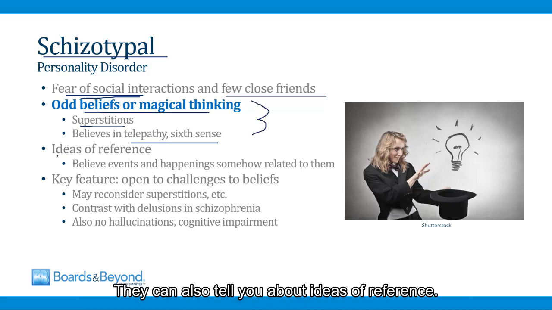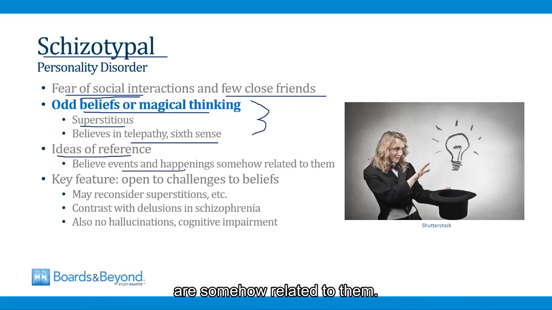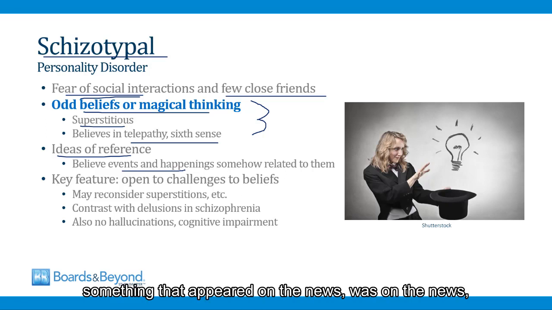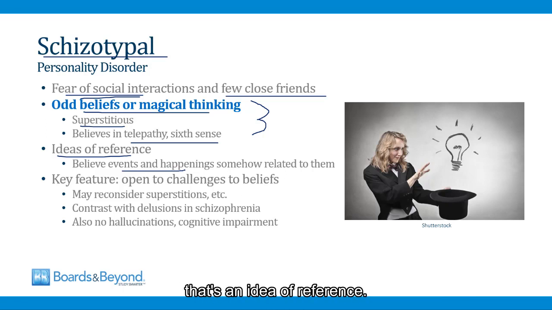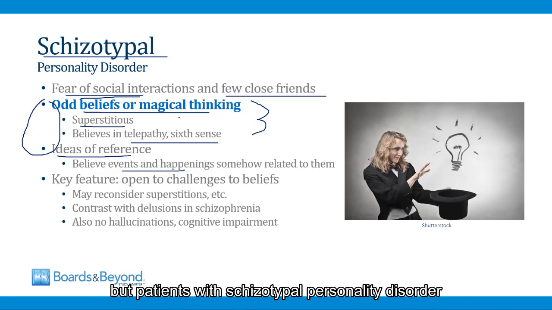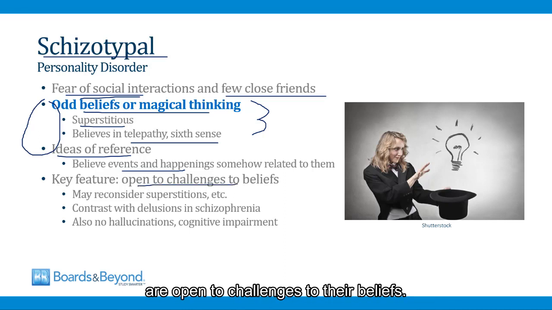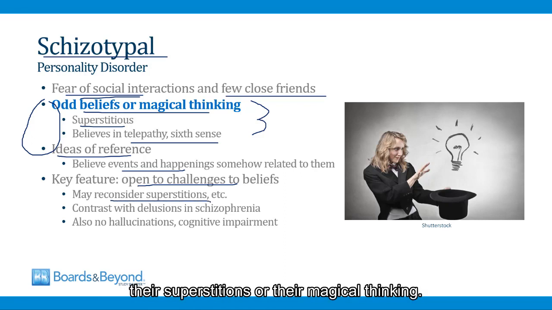They can also tell you about ideas of reference, so they will believe that events and happenings are somehow related to them. For example, something that appeared on the news was on the news because it was trying to send them a message. That's an idea of reference. Now, some of these things may sound like psychosis, but patients with schizotypal personality disorder are open to challenges to their beliefs. And this is what distinguishes them from patients with psychotic disorder. So you can talk to them and get them to reconsider their superstitions or their magical thinking.